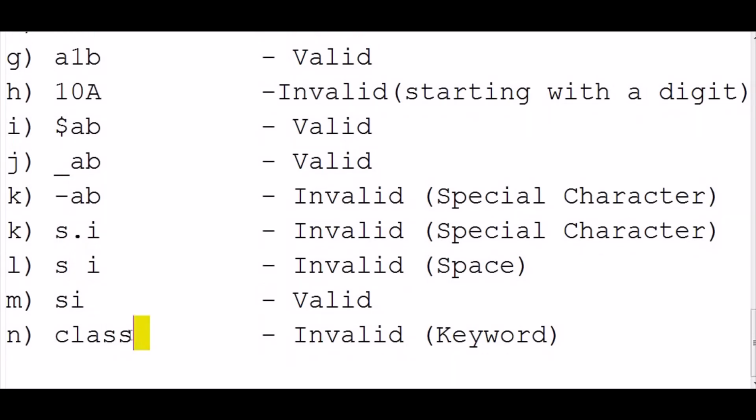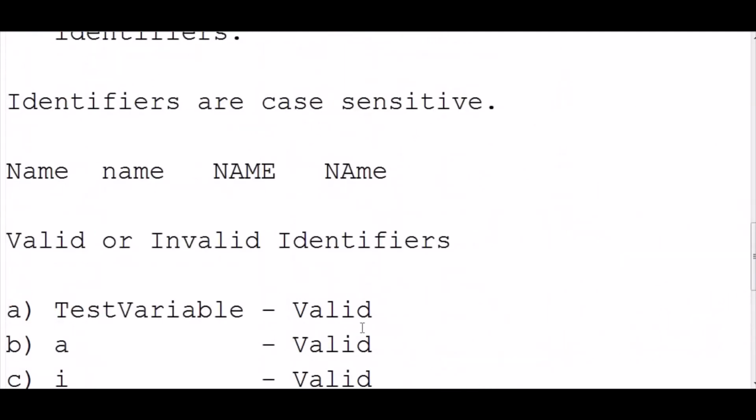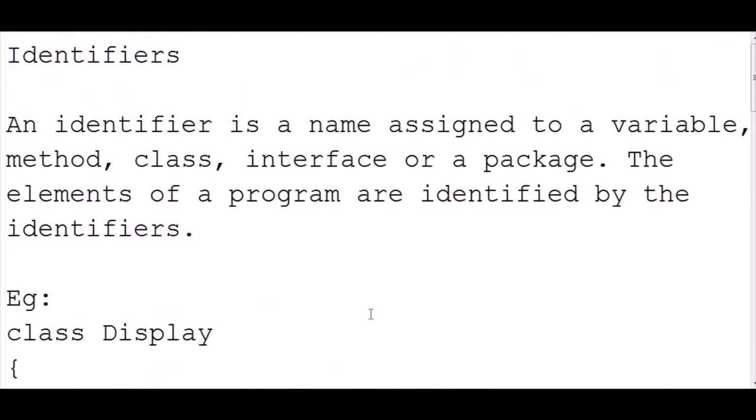Then finally we have class. Class is a keyword. Keywords cannot be used as identifiers. So this is invalid. So it's a very important concept.